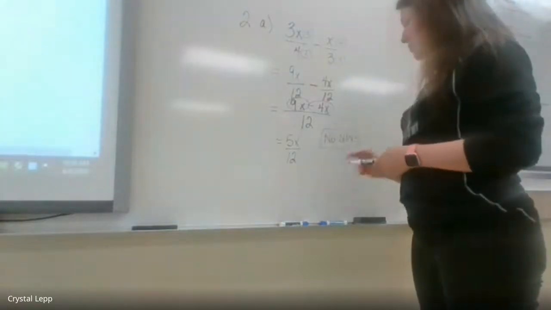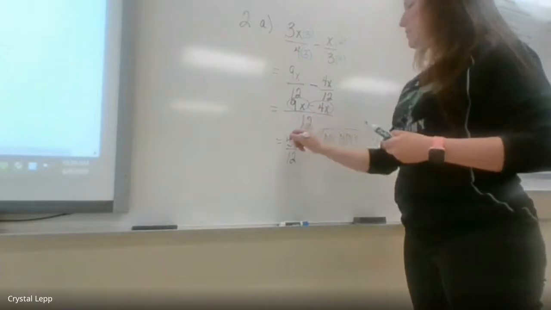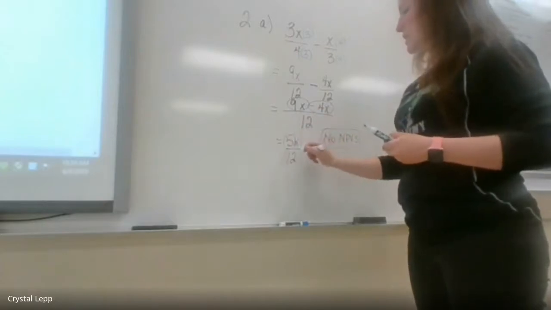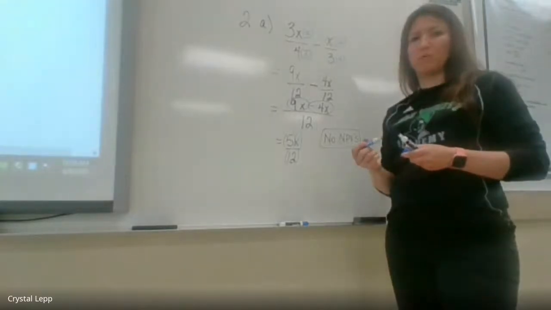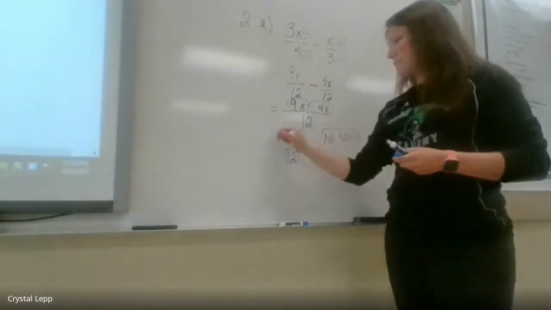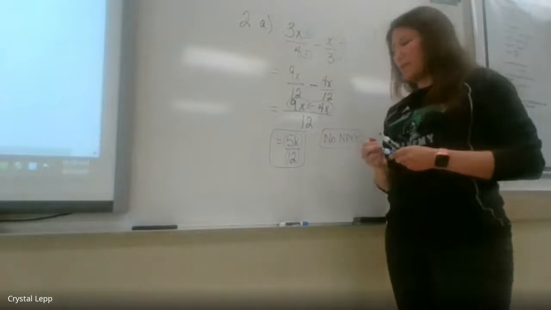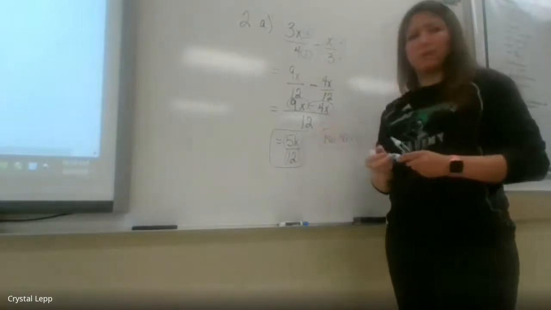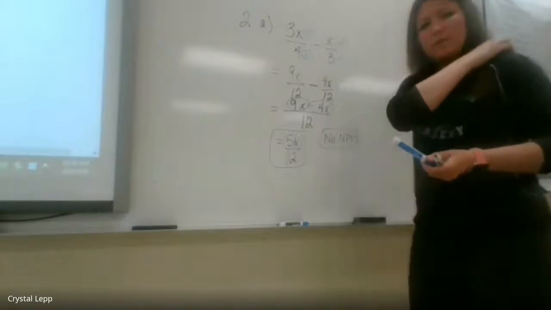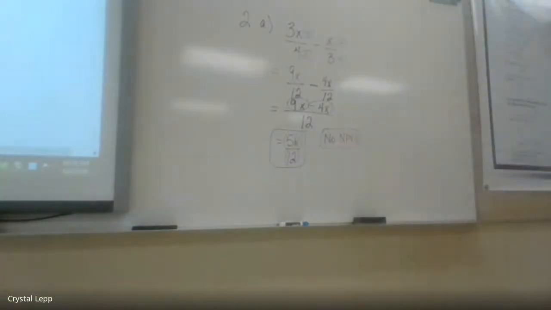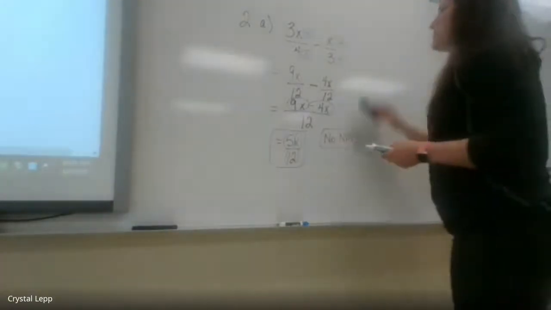Now I have to see, can I simplify? Well, I have a 5 times an x and a 12 in the bottom. Can I take anything out of 5 and 12? No, there's nothing common to 5 and 12, so I'm done. And if you just wrote 5x divided by 12 without brackets, that's totally, completely correct. There's nothing wrong with that. Okay? Let's look at B.